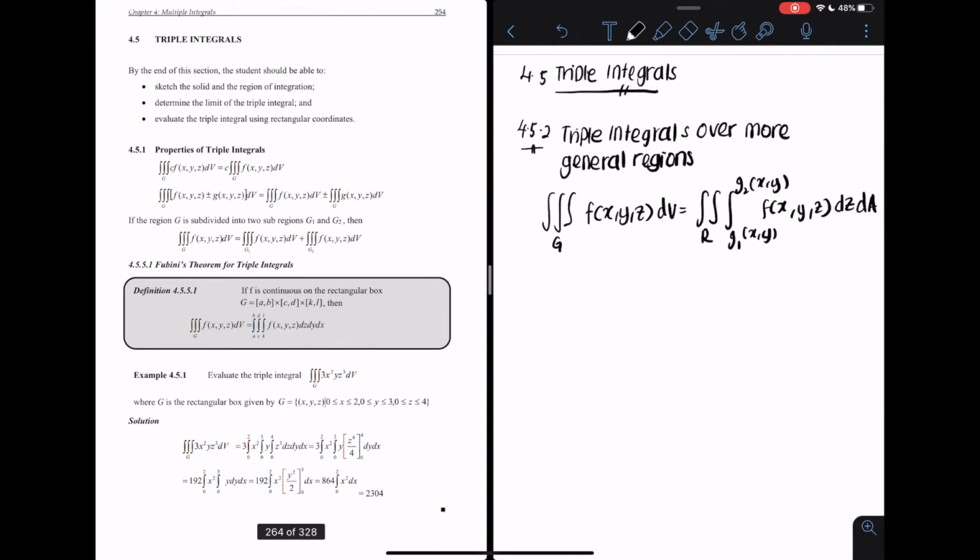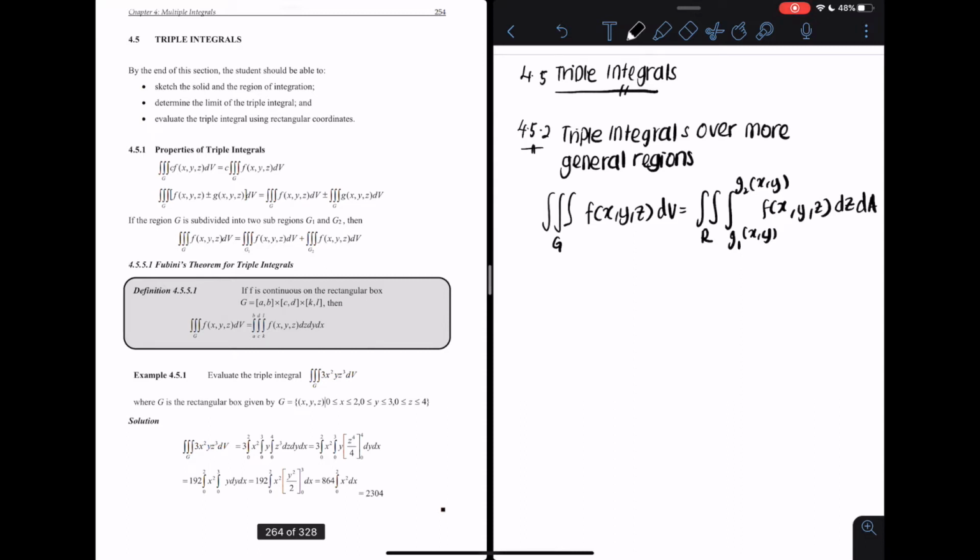But this time around, we will be talking about topic 4.5, triple integrals. By the end of this video, you as a student should be able to sketch the solid and the region of integration, determine the limit of the triple integral, and evaluate the triple integral using rectangular coordinates.